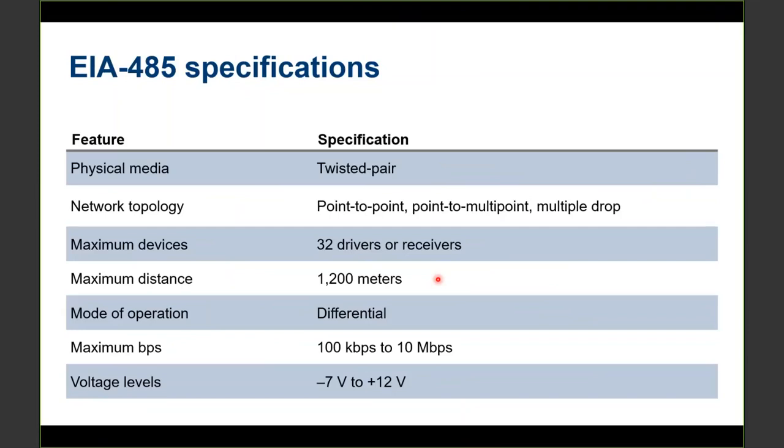So the question that should come to your mind is, how come we can go 4,000 feet with 485 communications, and we can only go 50 feet with your standard 232 communications? And really, one of the reasons is because we get this twisted pair action right here. So I'll flip to the next screen.